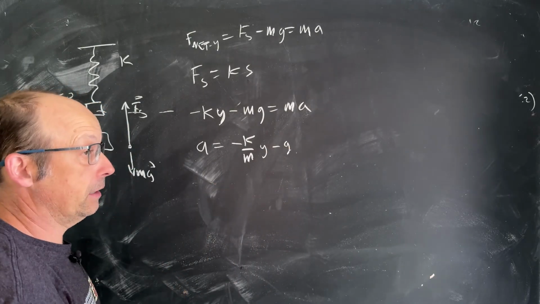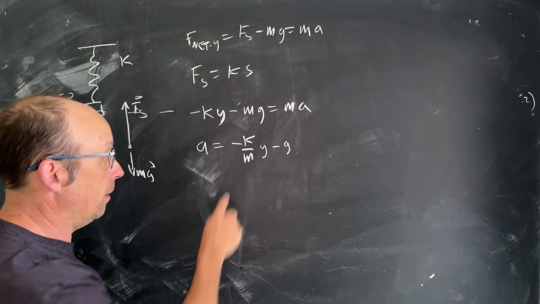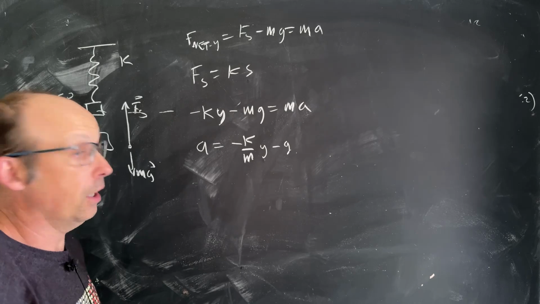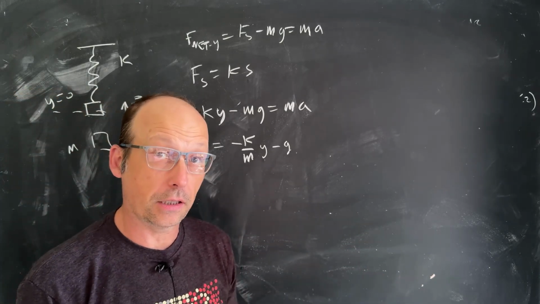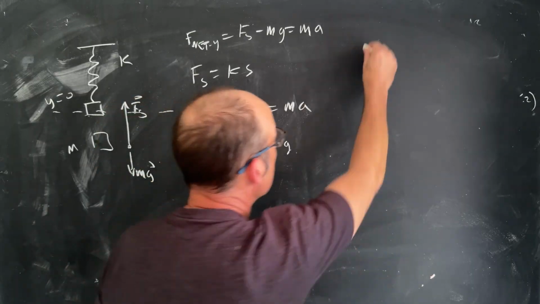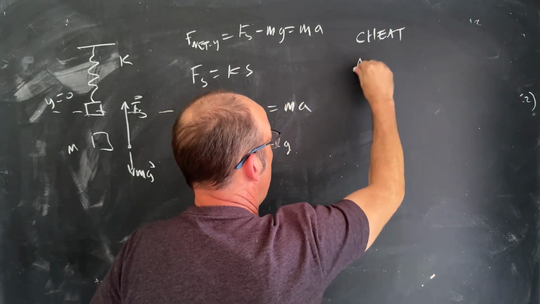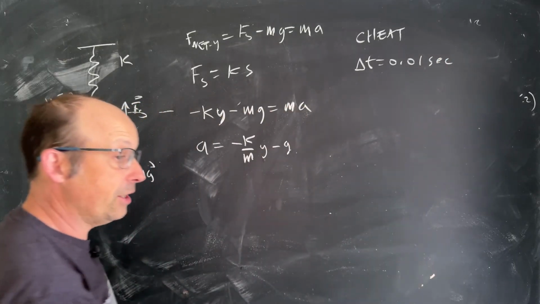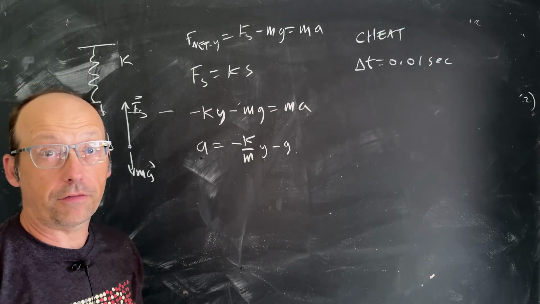The problem is that if I use this acceleration to find the change in velocity, then my change in position, my position is going to be different. It's going to have a different acceleration. You can't use the kinematic equations. The kinematic equations are only for constant acceleration. So what we need to do is to cheat. So we're going to cheat by saying delta t is 0.01 seconds. So we're going to just take a tiny little time interval. And during that time interval, I'm going to assume this acceleration is constant.